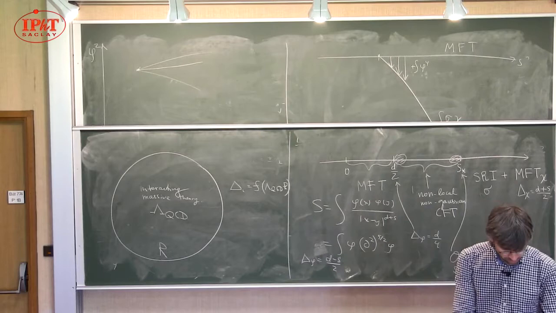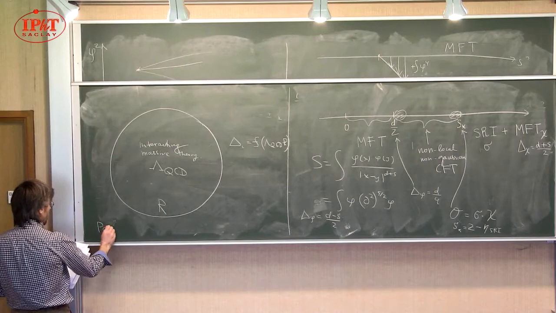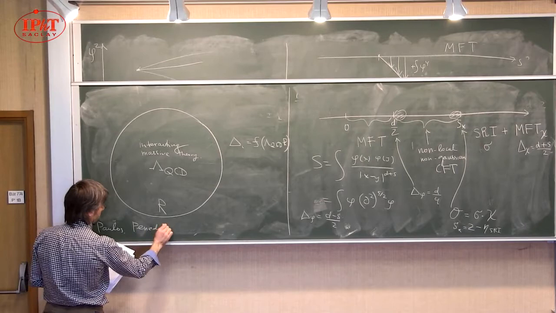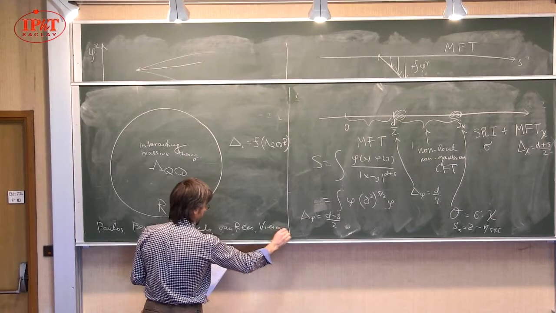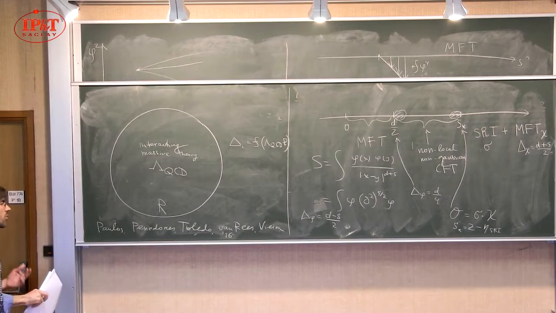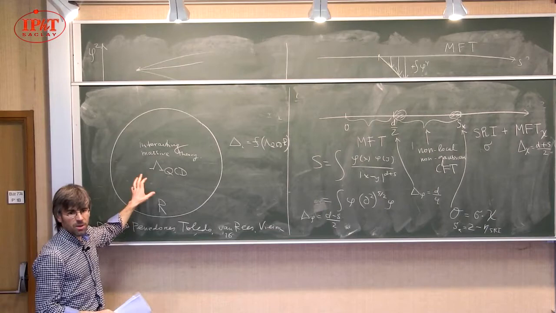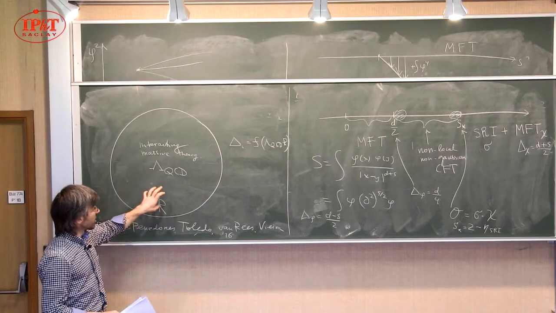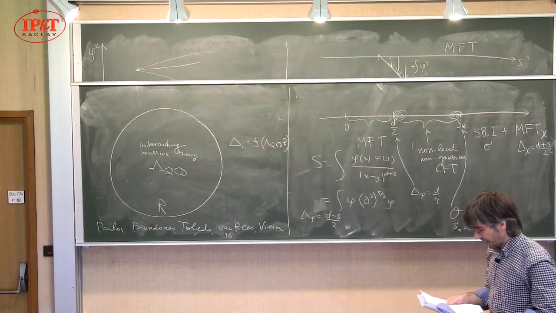And so this idea has been used recently in a beautiful work by Miguel Paulos, João Penedones, John Toledo, Balt van Rees, and Pedro Vieira in 2016. Since the theory on the boundary can be studied using the bootstrap, they tried to use this idea to learn something about strongly coupled massive theories in the bulk. But then if you take the limit when R goes to infinity, you can hope also to learn something about the massive theories in flat space. So that was their idea. And they had some important results in this direction.